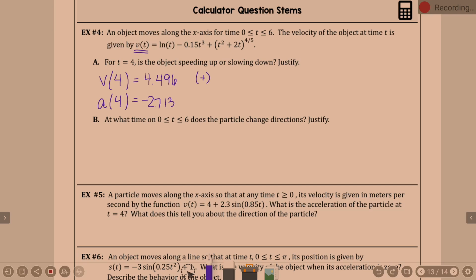So, we found that the velocity at 4 is greater than 0, and the acceleration at 4 is less than 0, thus the object is slowing down at t equals 4.